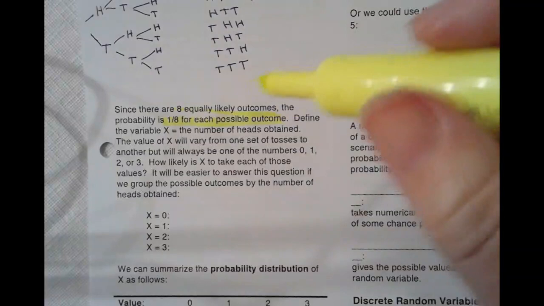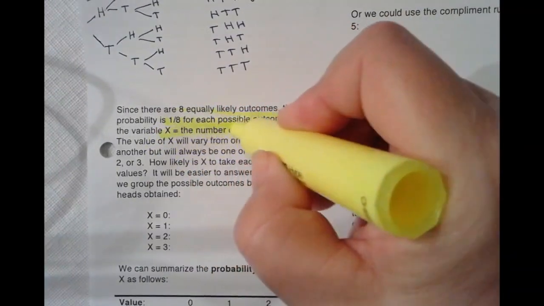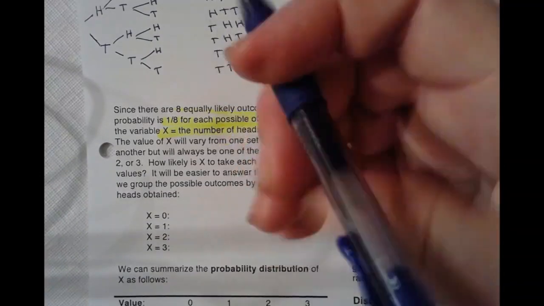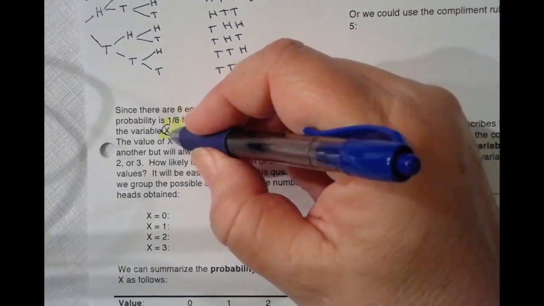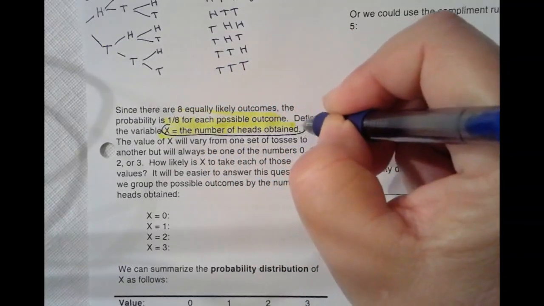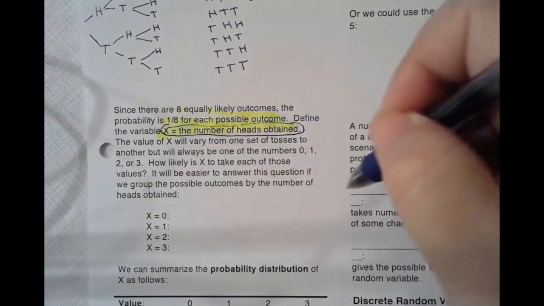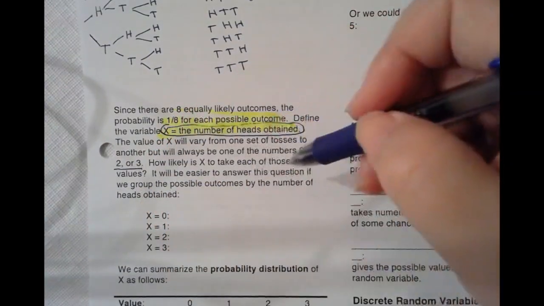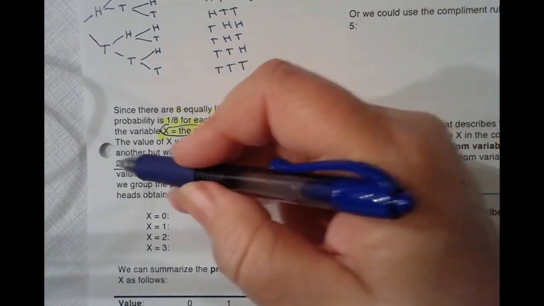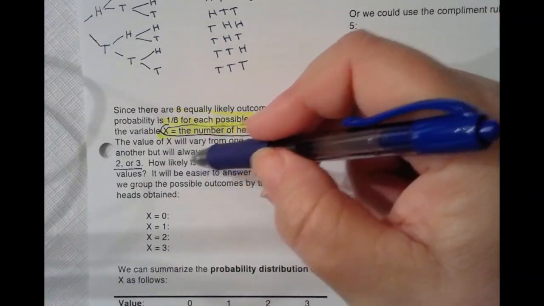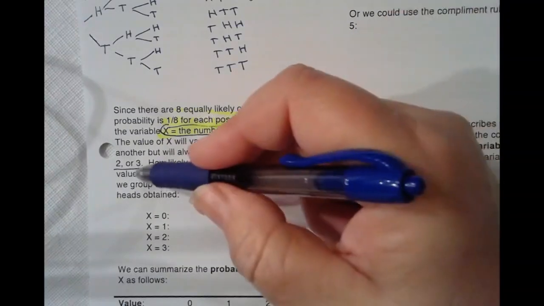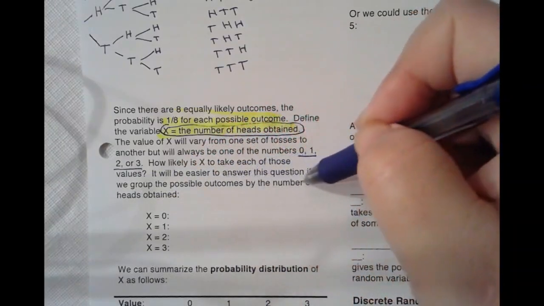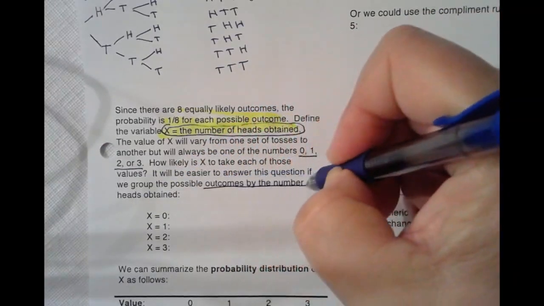If we define the variable x as the number of heads obtained, the value of x varies from one set of tosses to another. So my variable is defined by the number of heads that we toss. My possible values are 0, 1, 2, and 3, meaning I can have 0 heads, 1 head, 2 heads, or 3 heads. So how likely is x to take each of those values? It will be easier to answer this question if we group the possible outcomes by the number of heads obtained.